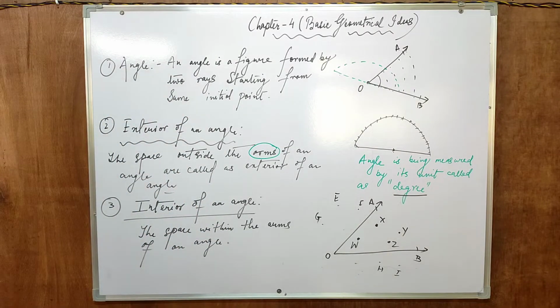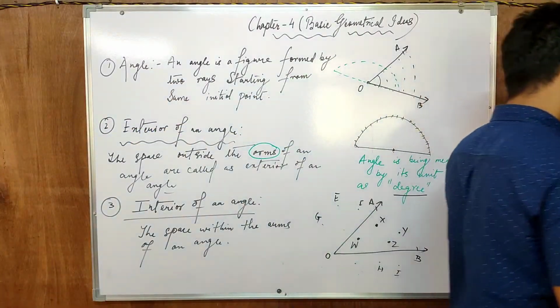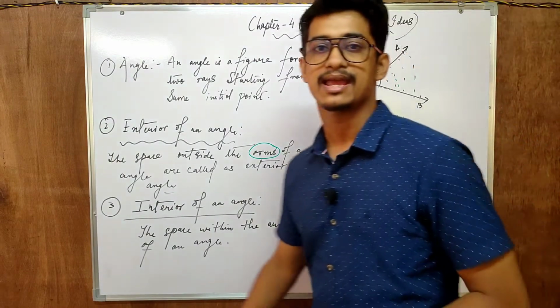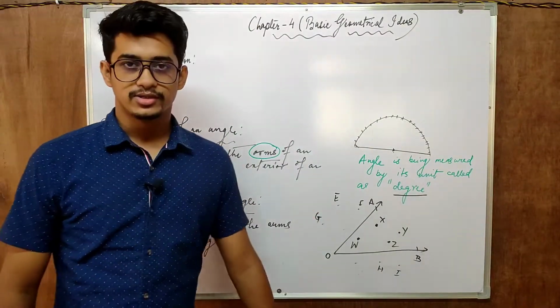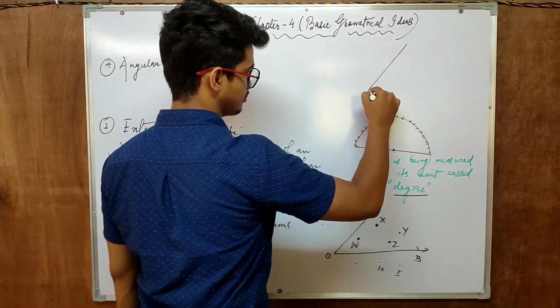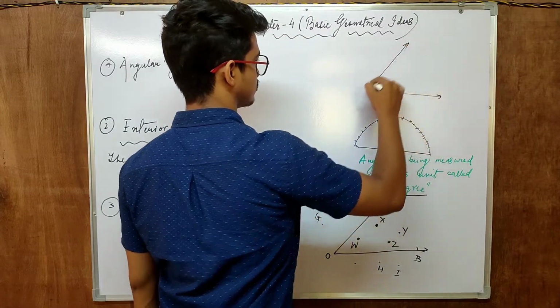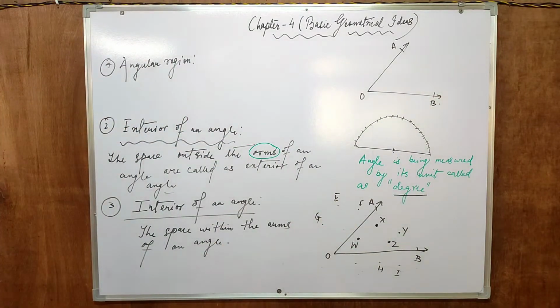Done? All right. So now the last and the most interesting point is what is called the angular region. So let me just discuss this concept as well. All right. So now the last concept is called angular region. So what is angular region? Let me just make one angle once again. OAB. All right. So now angular region is nothing but the interior of an angle together with the angle itself. The interior of an angle together with the angle itself is called angular region.